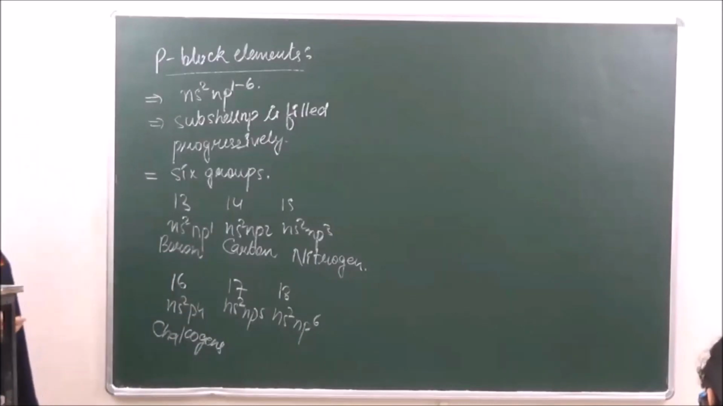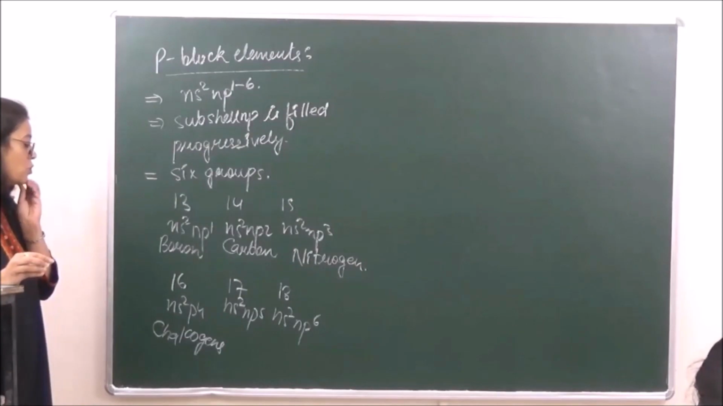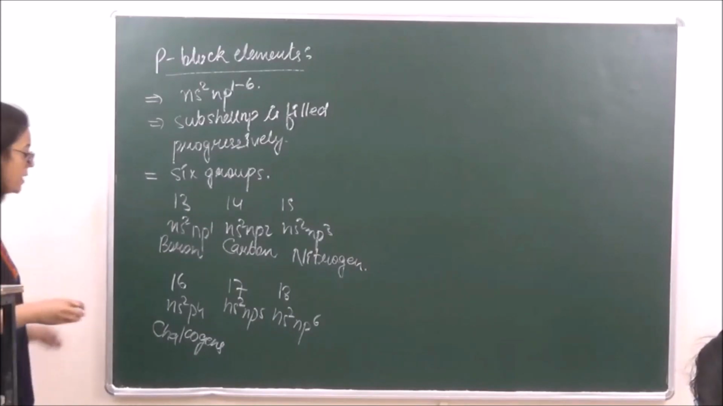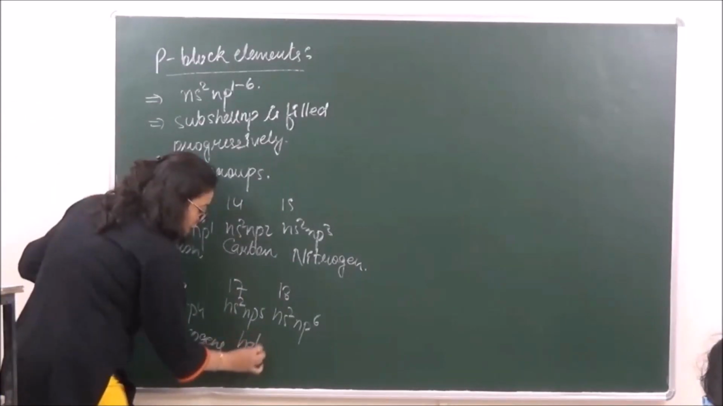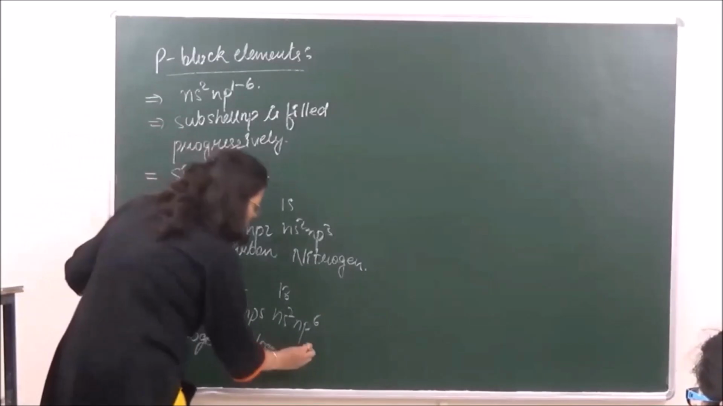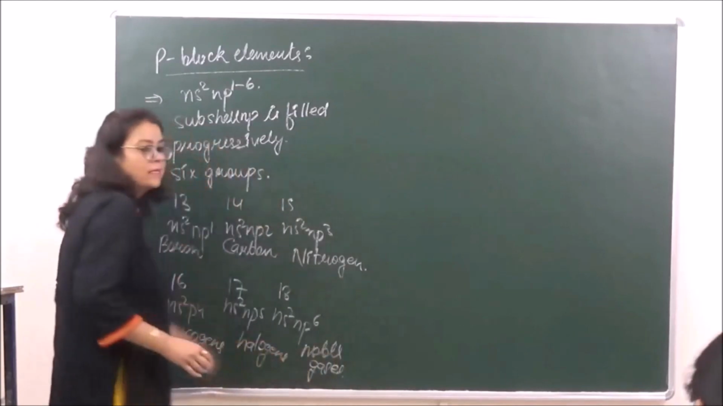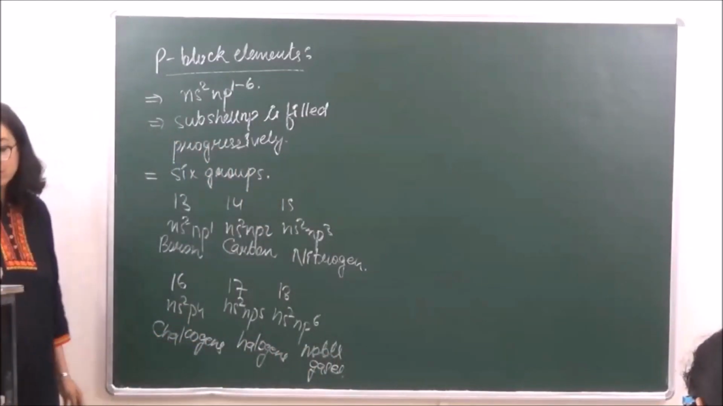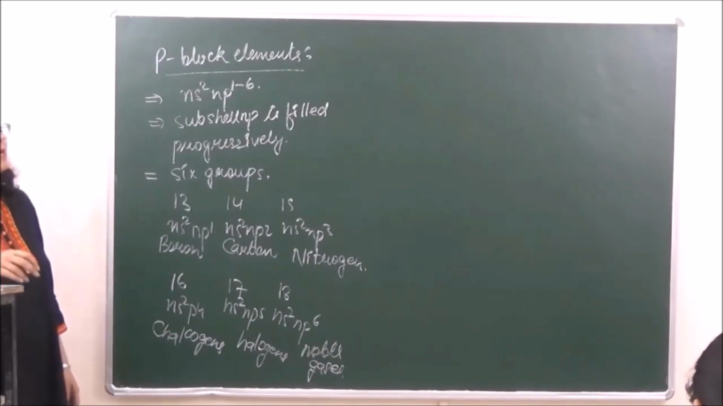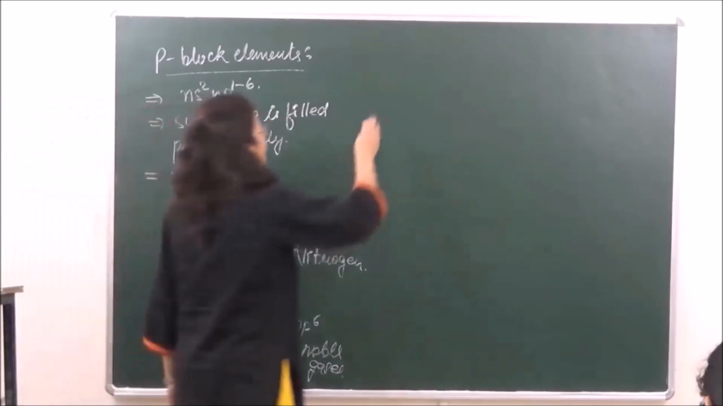Chalcogens means ore forming. So group 16 has oxygen and sulfur as the first and the second element, and most of the ores are found in the form of oxides and sulfides. Okay? Group 17 are known as halogens, and group 18 is known as the noble gases. Right? So this is what we are going to study under the P block elements. The P block elements are also known as representative elements or normal elements. Okay. Then we go on to the characteristics of P block.